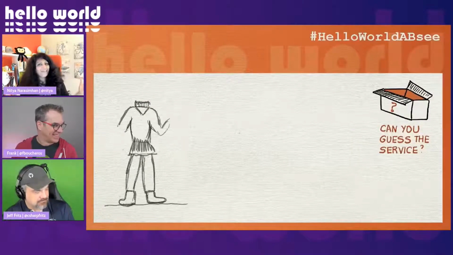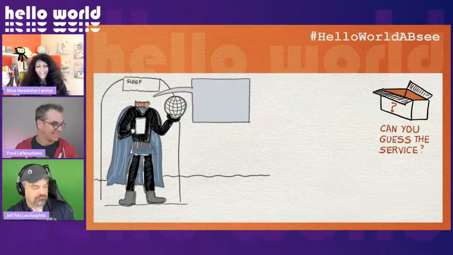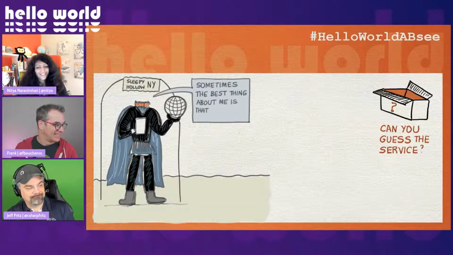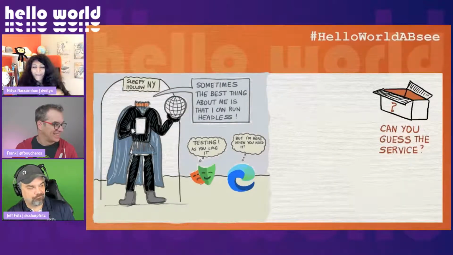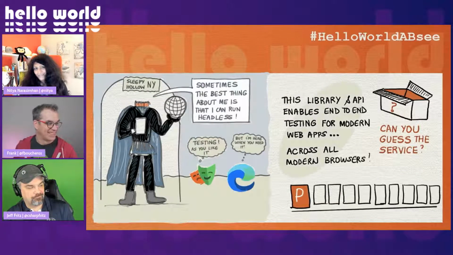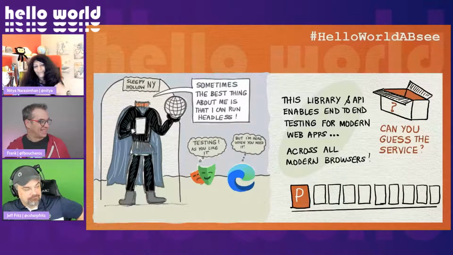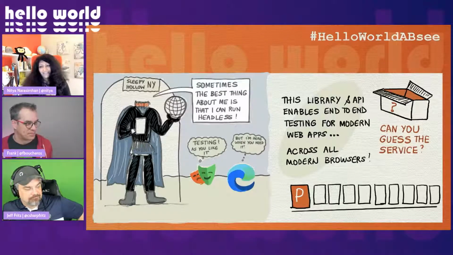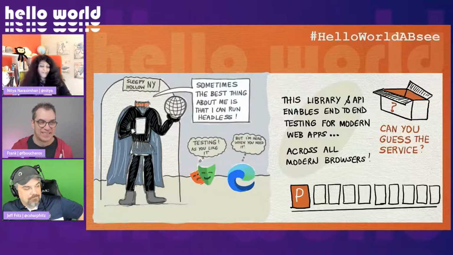So I live in New York. If you know the legend of Sleepy Hollow, I live very close to that place. So what you're seeing here is a headless person, holding what looks like a globe of the web. It says, sometimes the best thing about me is that I can run headless. And underneath it says testing as you like it. So your clues are why as you like it. You might have heard of Shakespeare. He's another example of this word. But we're looking for a word which starts with P. It's a library and API from Microsoft. It's open source. And it enables end-to-end testing for modern web apps across all modern browsers.